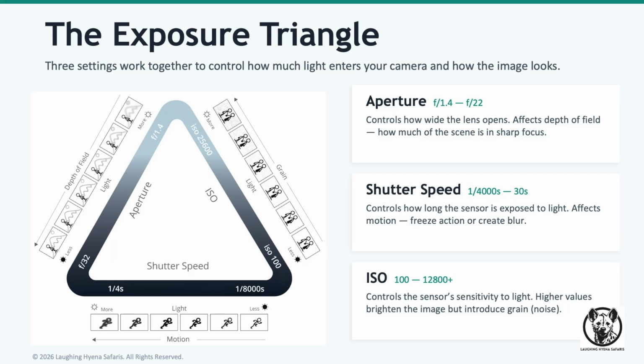Aperture controls how wide the lens opens, like how far you turn the faucet. Shutter speed controls how long the sensor is exposed, like how long you leave the faucet running. And ISO controls how sensitive the sensor is to light. Think of it like the size of the bucket. The key thing to remember is that these three are always connected. Change one and you'll need to adjust at least one of the others to keep your exposure balanced. We're going to look at each one in detail over the next few slides.